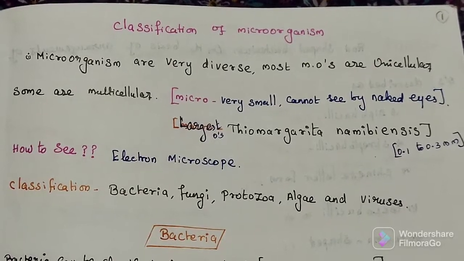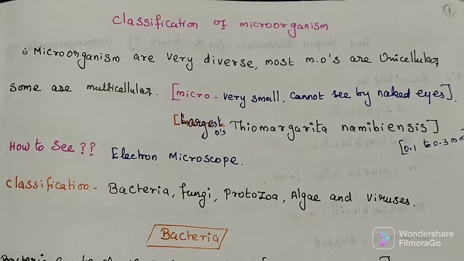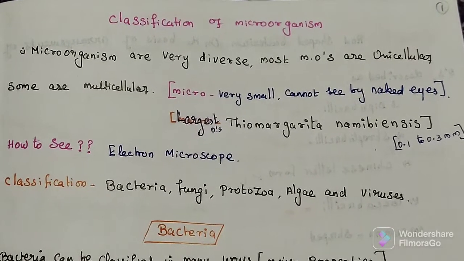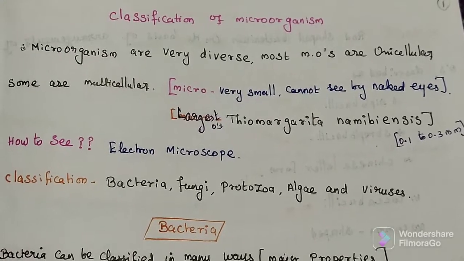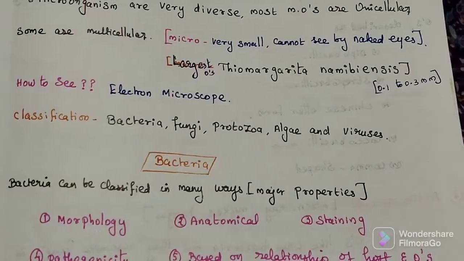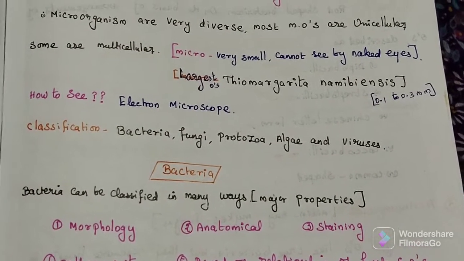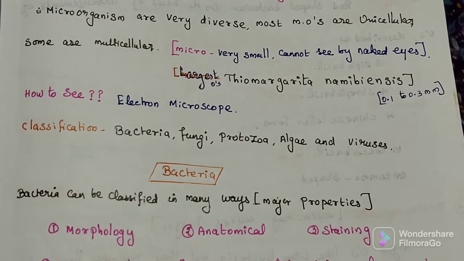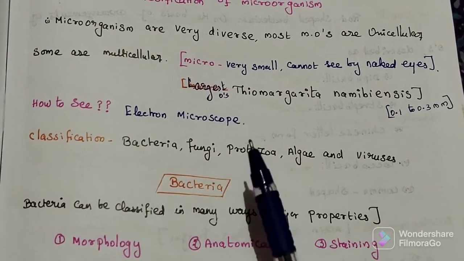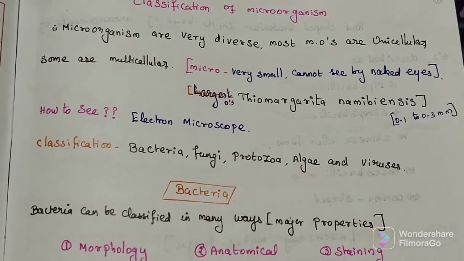An electron microscope is used to see fine details of the bacterial cell. Okay, we will see the detailed structure of the bacterial cell. Now we study about bacteria. The largest bacterium is called Thiomargarita namibiensis. Thiomargarita namibiensis is the largest bacterium.